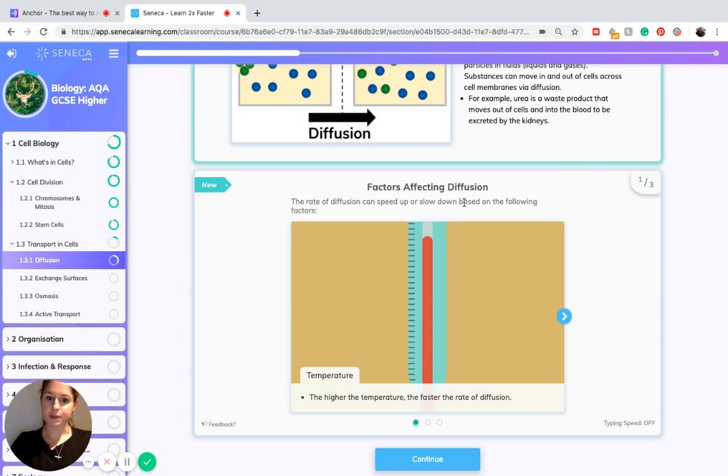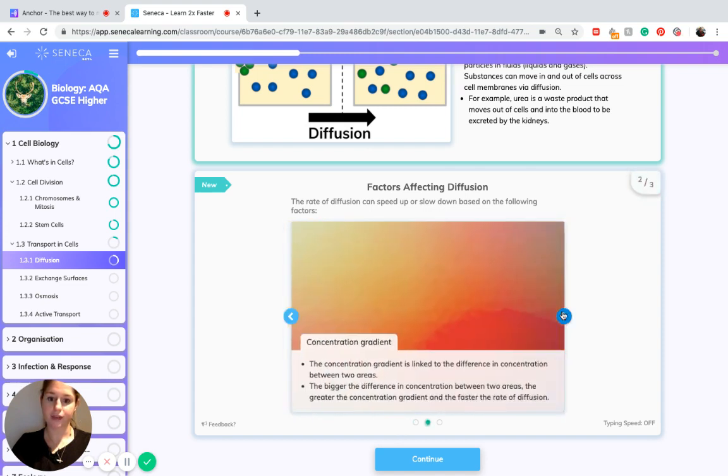So what are the factors which can affect diffusion? The rate of diffusion can be sped up or slowed down based on the following factors. The first of these is temperature. The higher the temperature, the faster the rate of diffusion. The second is concentration gradient. The concentration gradient is linked to the difference in concentration between two areas.